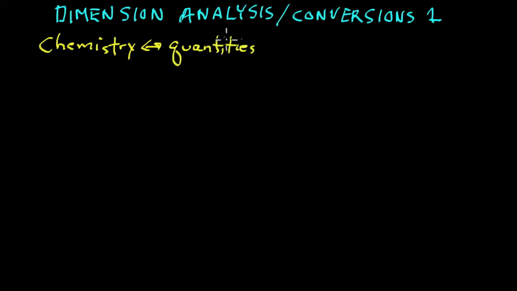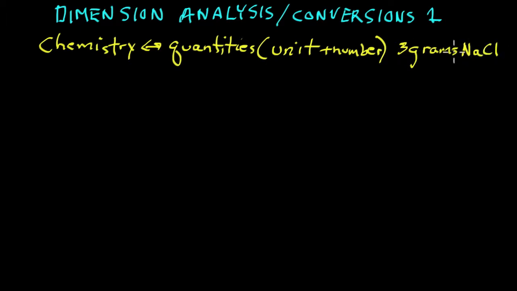And any one quantity is a unit and a number combined. I started with the word unit because a unit can be all sorts of things: grams, ounces, pounds, Celsius degrees, whatever. So if you go in a lab and I say get 3, you won't know. But if I say 3 grams of sodium chloride, now the quantity is grams of sodium chloride. It's not the number 3.